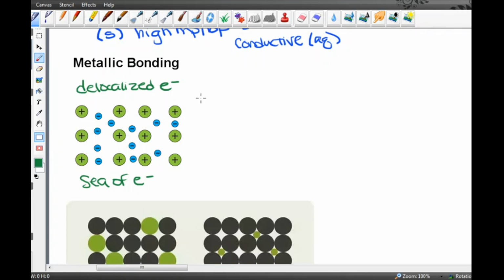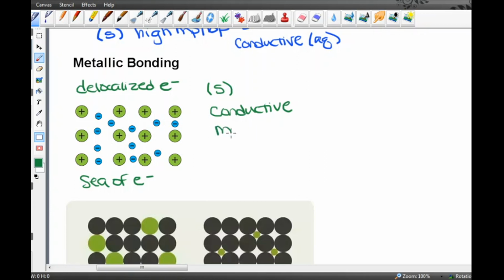Okay, so what kinds of properties do we have based on this structure? Well, certainly metals tend to be solids, again, like ionic compounds, the only one being mercury, that is a liquid at room temperature. And these are conductive even in the solid state. So they don't have to be aqueous in order to be conductive because these free-flowing electrons can carry charge right through this structure.